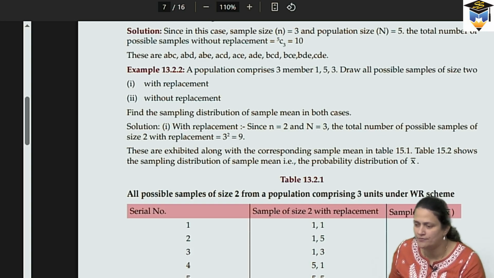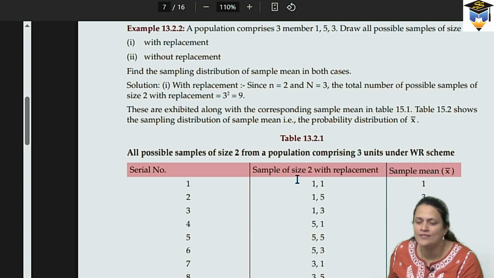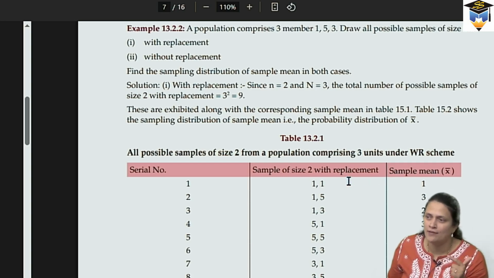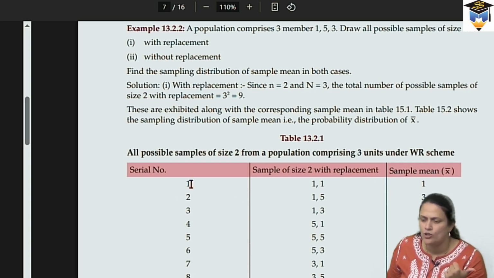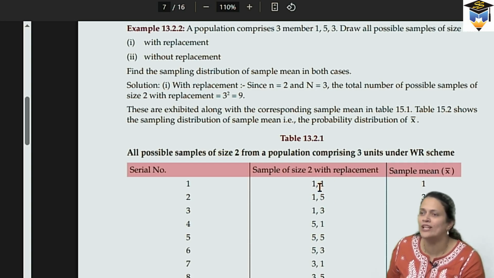Now if you see here, samples of size 2 with replacement. With replacement means the number can come again and again. You can replace it. So here you can see 1,1; 1,5; 1,3. Sample size is 2, so only 2 numbers are selected at a time. If you find the mean of 1 plus 1 upon 2, it is 1. So x bar is nothing but the mean.